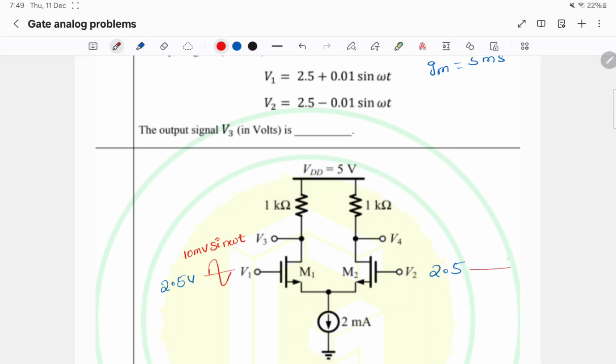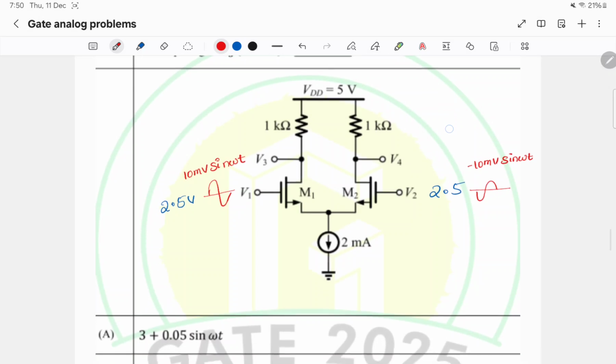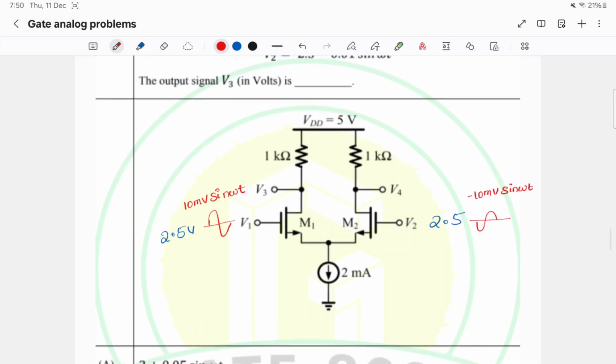Similarly, a sine wave here is applied in 180 degrees phase, minus 10 millivolts sine omega t, and they have asked to find out the node potential V3. We have to find both the quiescent node voltage and the small signal gain also.